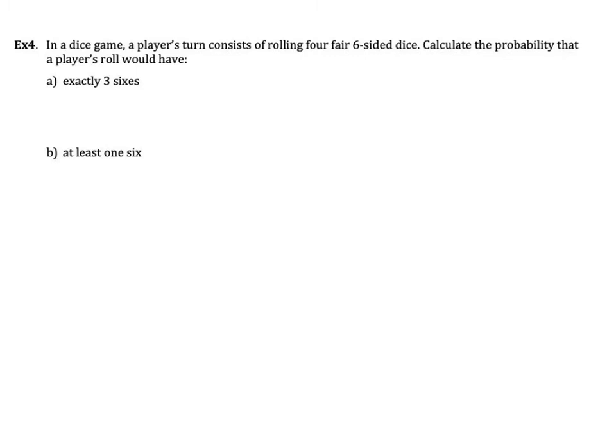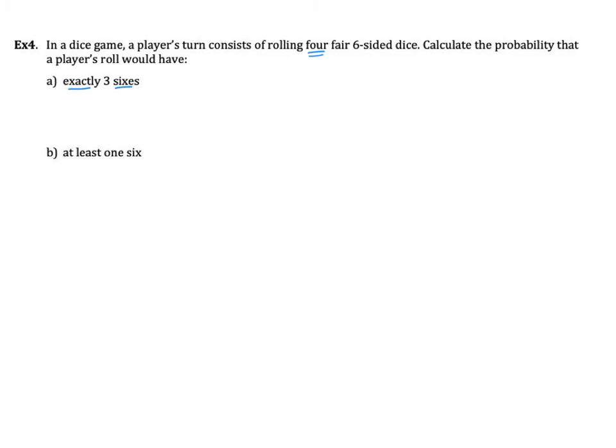So in a dice game, a player's turn consists of rolling 4 fair 6-sided dice. Calculate the probability that a player's roll would have exactly 3 6s. So first of all, ask yourself, are these events independent? If I roll those 4 dice, does what I roll on one of them impact the other? Hopefully you're saying the answer to that is no. Therefore, this is an independent event. Whatever you roll on one die does not matter and won't impact how you roll on the other one.